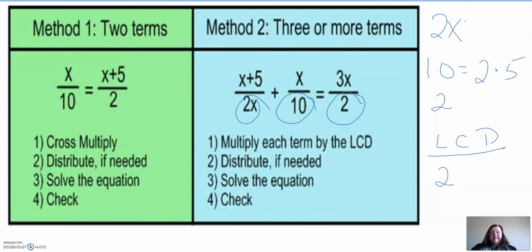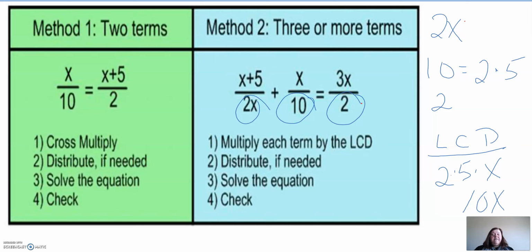And if we look at the first term, 2x, it has an x. So I'm going to need an x in my LCD. And then our middle term 10 involves 2 and a 5, 2 times 5. So that 5 also has to be included in our LCD. Now if we multiply this together, 2 times 5 is 10. So our LCD would be 10x. So if I were going to work out this problem, every term here would get multiplied by 10x.